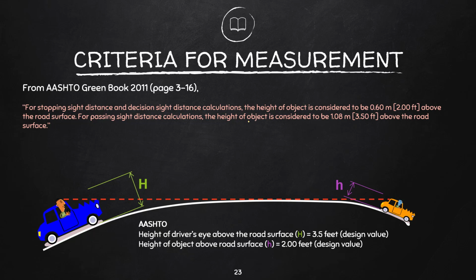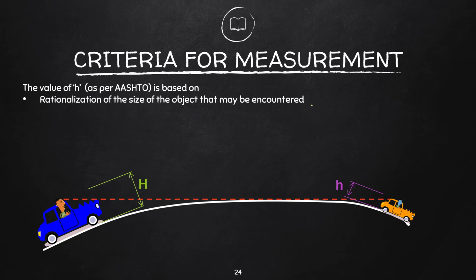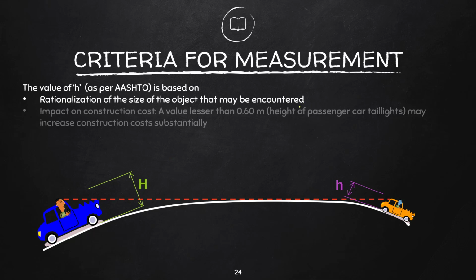But I just want to share that this is based on various studies made in partnership with AASHTO. The value of h as per AASHTO is based on the rationalization of the size of the object that may be encountered. As for the impact on construction cost, a value lesser than 0.6 meters for the height of the passenger car tail heights may increase construction cost substantially. So 0.6 here is the height of the object, and that is also the height of passenger car tail heights.